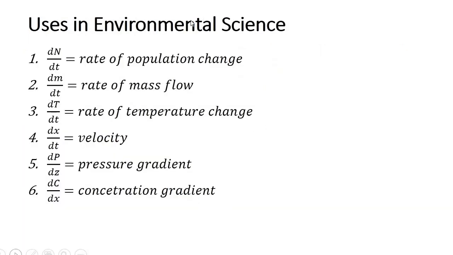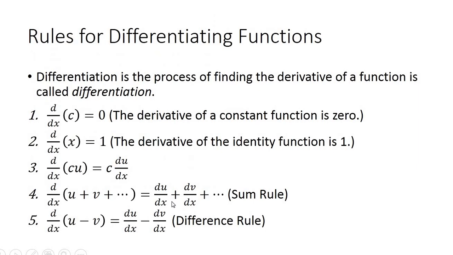Now, uses in environmental science: if you see dN/dt, this is the rate of change of population, and dm/dt is the rate of mass flow change. Capital T, dT/dt, is the rate of temperature change, and dx/dt is velocity. Then dP/dz is the pressure gradient, and dS/dx is the concentration gradient. Those are the most common uses of derivatives.